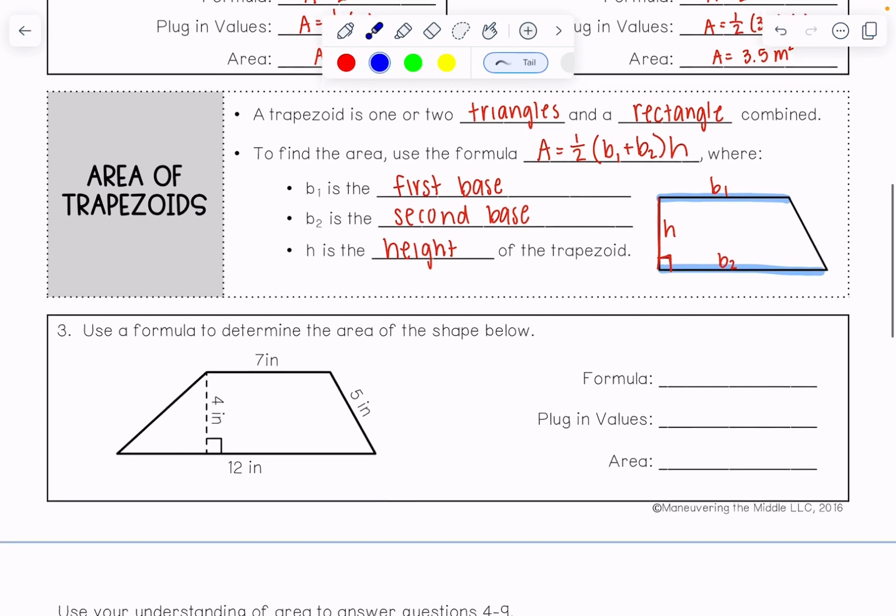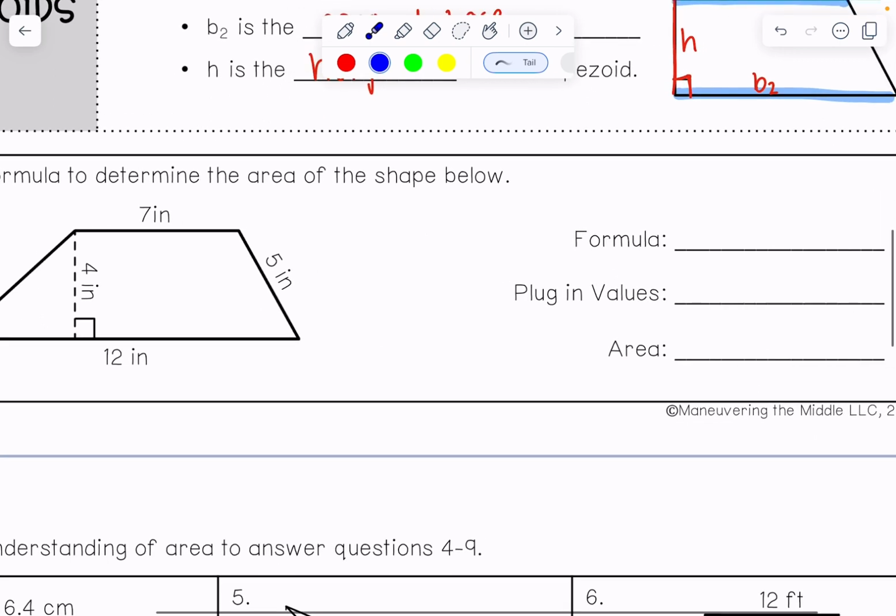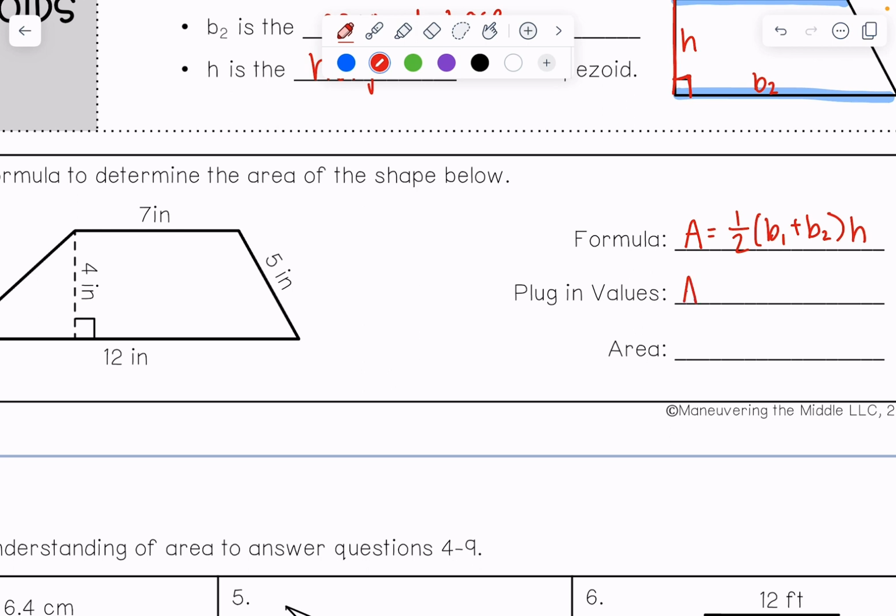So for example, in number 3, we're going to use our formula for a trapezoid. So when we're dealing with trapezoids, again, our formula is area equals half times base 1 plus base 2 times the height. So we're going to plug in values. We don't know the area, so I bring down A. 1/2 is a constant, so we just bring that down. And then base 1 and base 2. Doesn't matter which one's base 1, base 2, because the order in which we add does not matter.